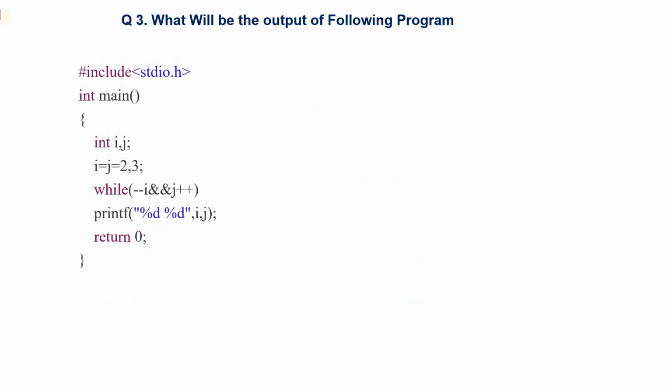Let's have a look at our next question, where you have to tell the output of this program, and these are the options from where you have to select one correct answer. So here in this program, an integer variable I and j are declared.